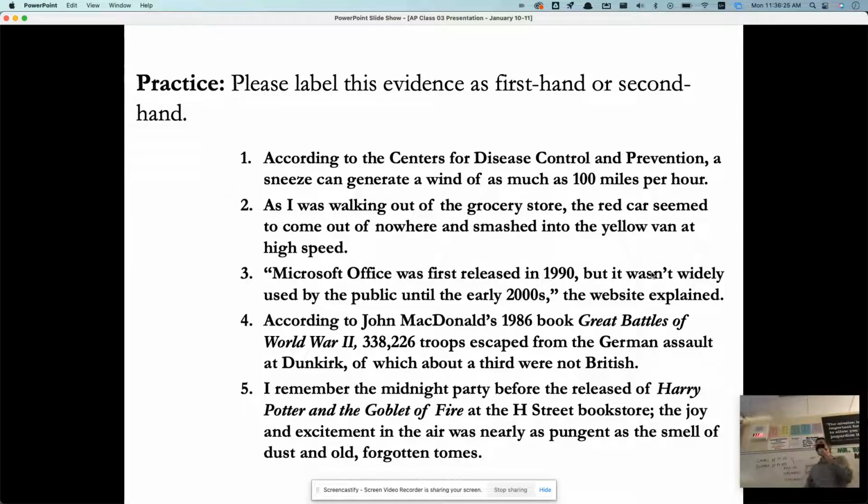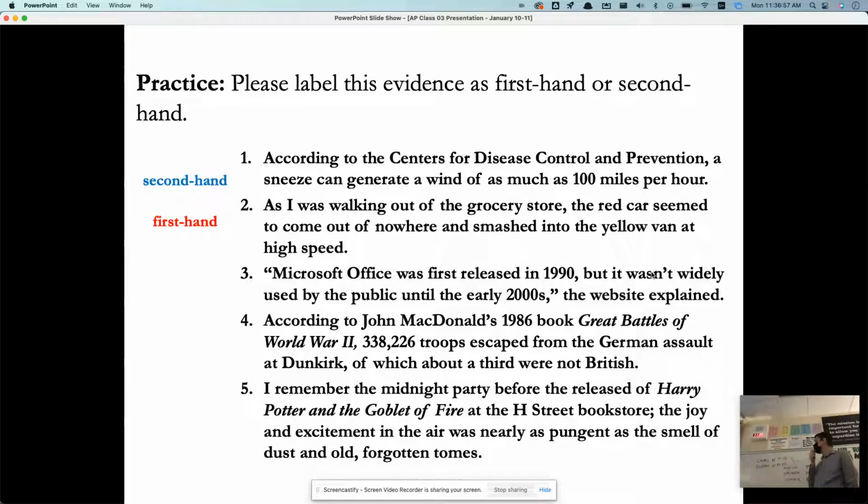All right, folks, let's look at these here. According to the CDC, a sneeze can generate a wind of 100 miles an hour. Yikes. That is secondhand evidence. You're citing the CDC. The CDC is a resource. So, secondhand evidence. This person tells a story about exactly what happened in this car accident. It's a person's story, so firsthand evidence.